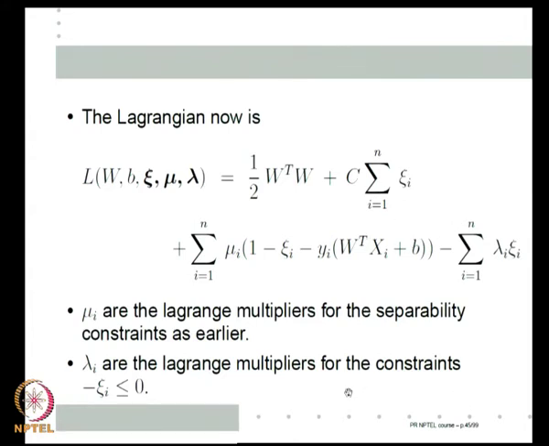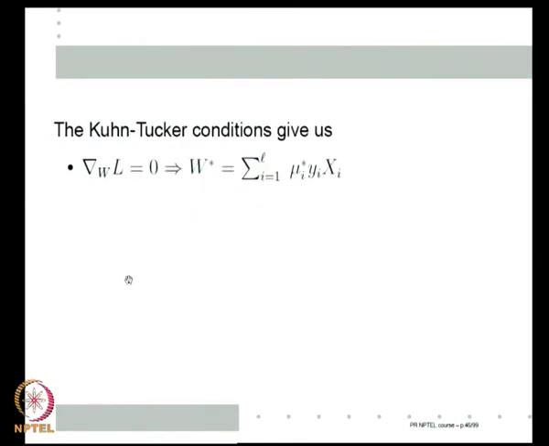So, what will be my Kuhn-Tucker conditions? I have to get the gradient with respect to W equal to 0, the derivative with respect to b equal to 0, and the partial derivative with respect to each of the ξi equal to 0. Those are the derivative constraints. Then I need feasibility, all constraints should be satisfied, and mu i should be greater than or equal to 0, lambda i should be greater than or equal to 0, and there is complementary slackness. So, let us write all our Kuhn-Tucker conditions.